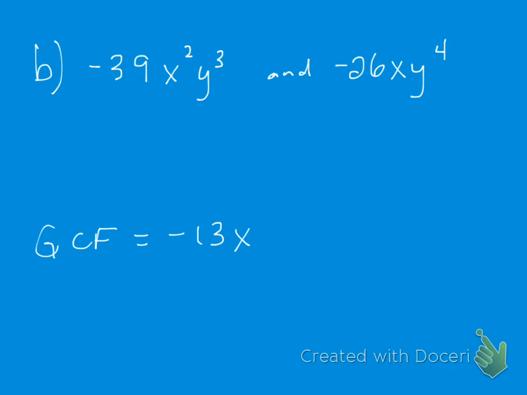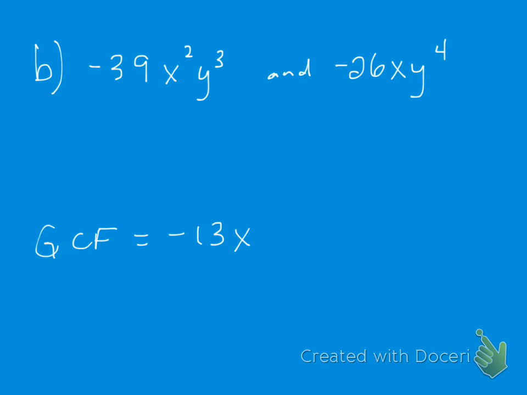Yes? I'm confused on the negative. Yeah, it's just memorization. If you have negatives on both, you got to pull them out. You have a negative here and here, just pull out the negative. That means this GCF is going to be negative. Oh, okay. So they're both negative, just pull it out.